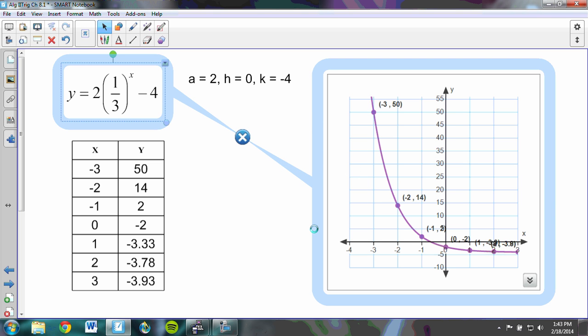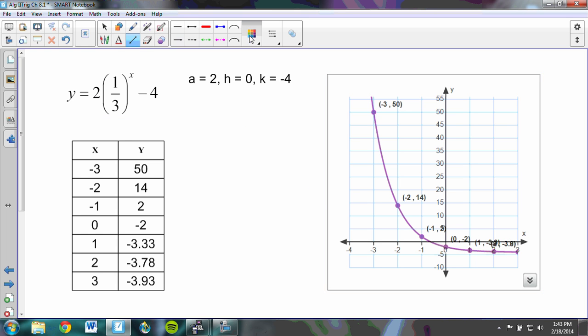This is called exponential decay. It's called exponential decay because the graph is going down as it goes to the right instead of going up. But it still has an asymptote. And the asymptote is still that k value, which in this case is negative 4.